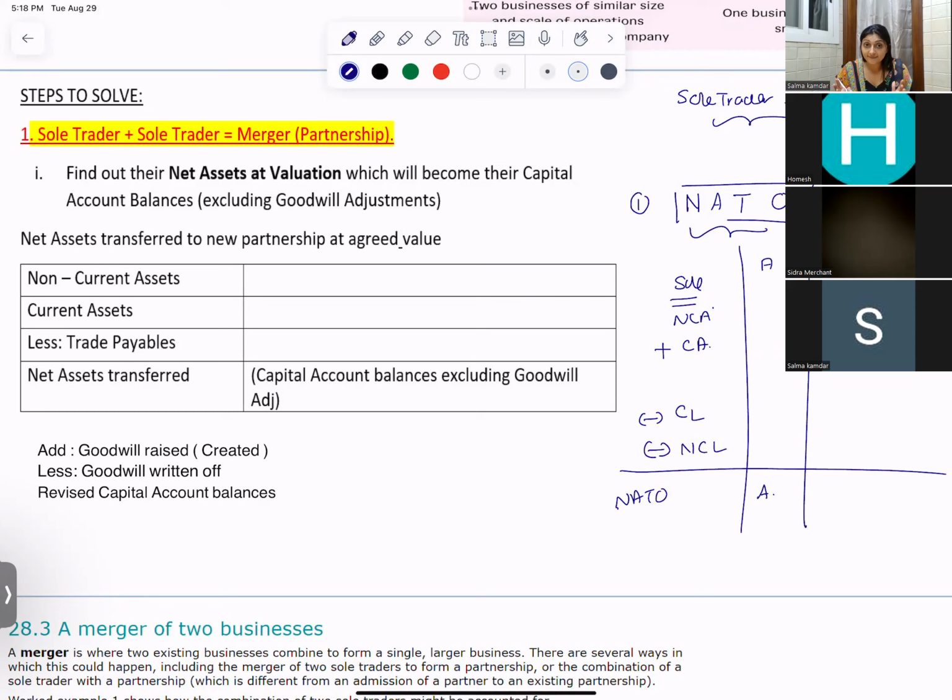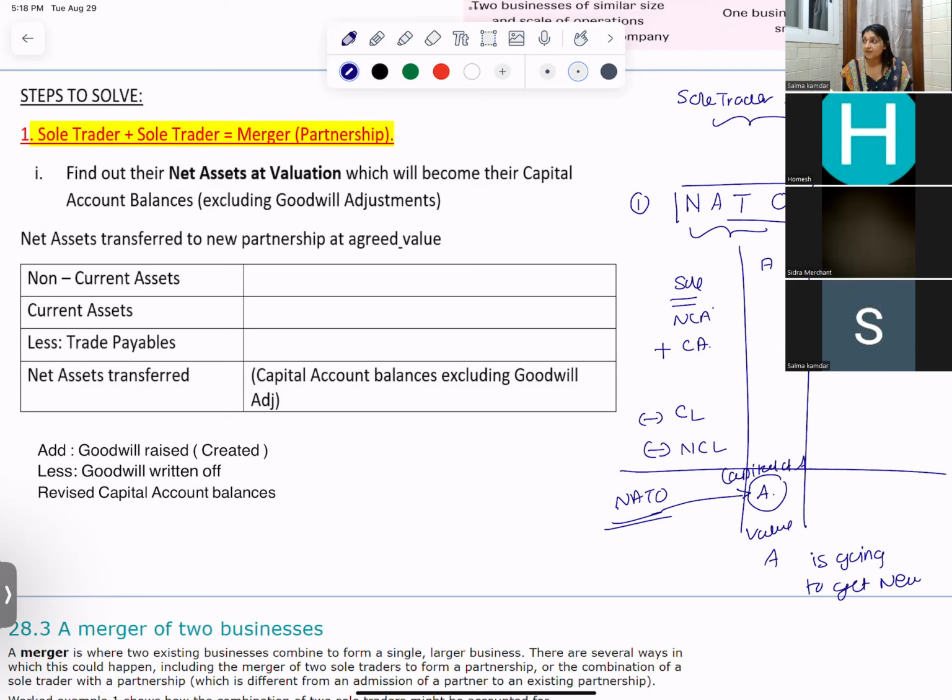Repeating it: whatever the new value is, you take the new value of the non-current assets and current assets, minus the current liability, minus the non-current liability. You get the value that A is going to get in the new business. This is called the NATO of A, and this becomes the capital of A.